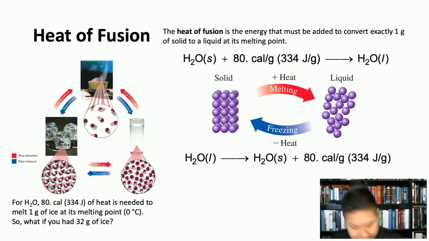We can talk about the heat of fusion, right? The heat of fusion. Well, what is actually the heat of fusion then? The heat of fusion is the energy required, or that must be added, to convert exactly 1 gram of a solid to a liquid at its melting point, right?